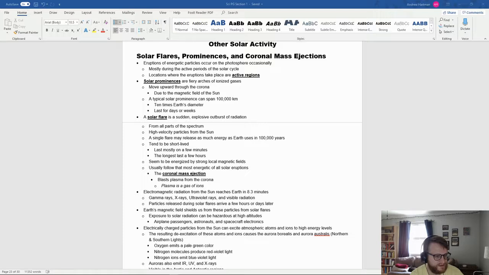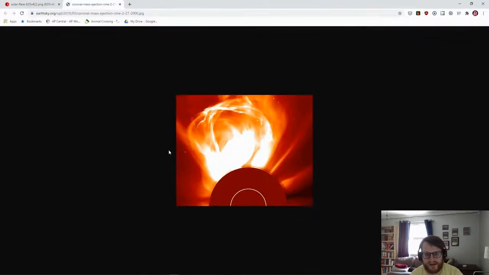Is this a real coronal mass ejection? That'd be wild. It is. This is from 2000. This is a coronal mass ejection, blocking out the light of the sun to give a better look at the mass ejection. That is awesome.